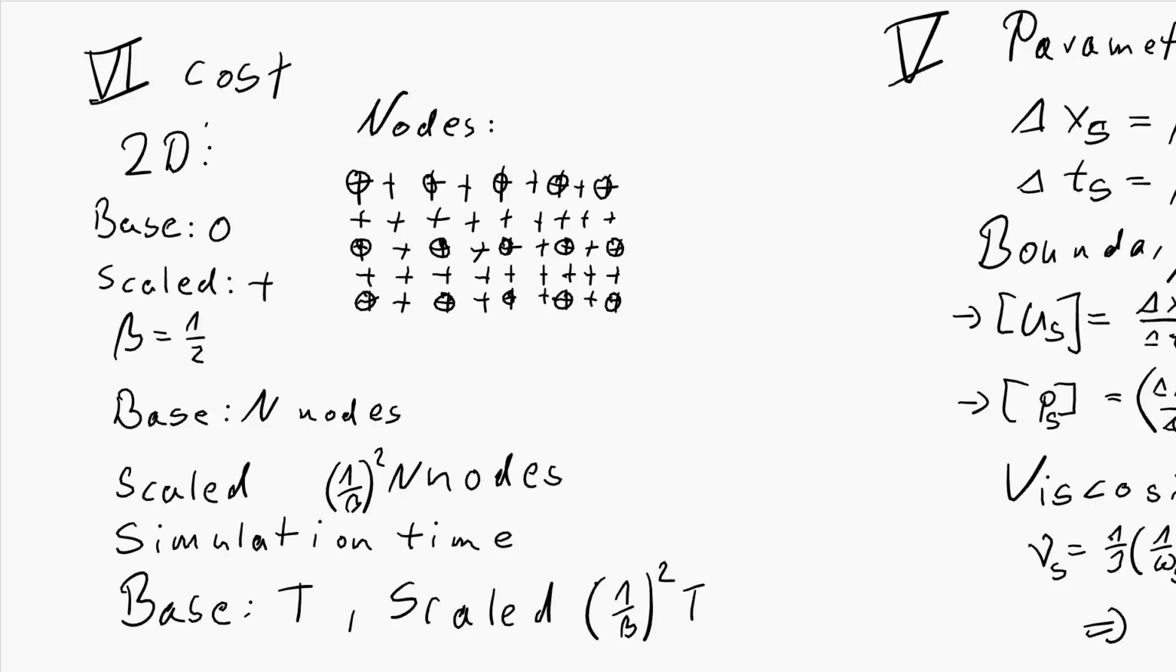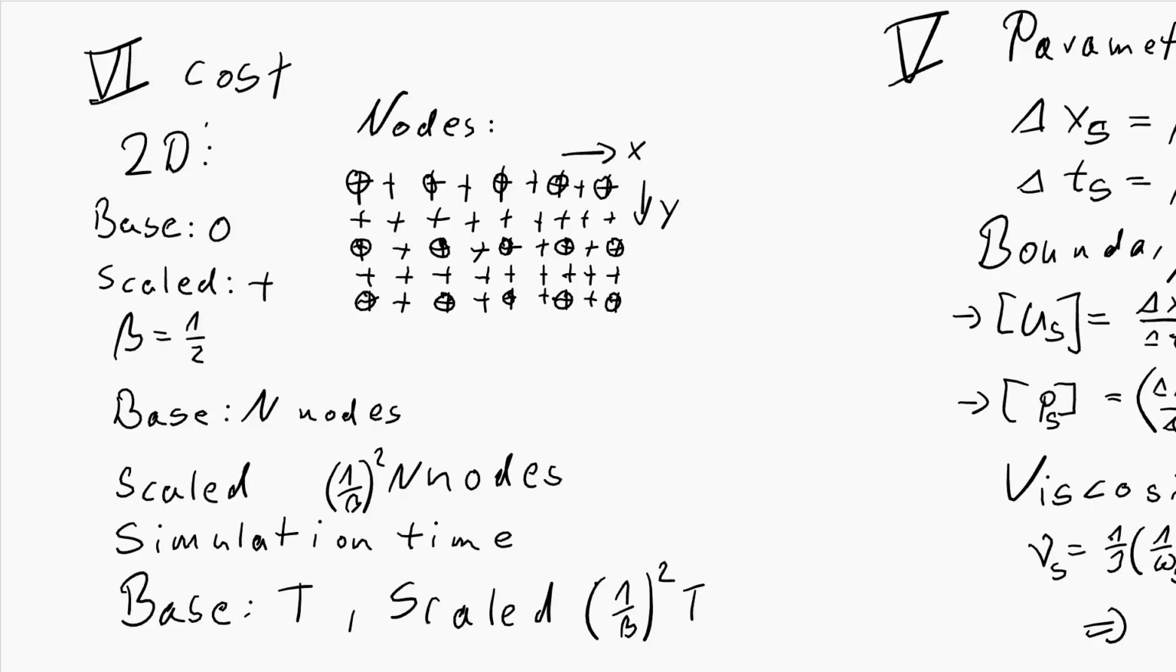What then happens is that in each of the directions, when we say this is direction x and this is direction y, in each direction we have to double the resolution, and therefore the number of nodes grows with the square of 1 over beta. In 2 dimensions, so obviously in 3 dimensions it would be the cube of 1 over beta.